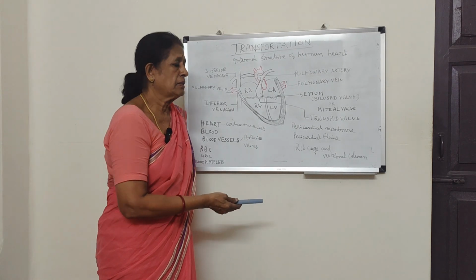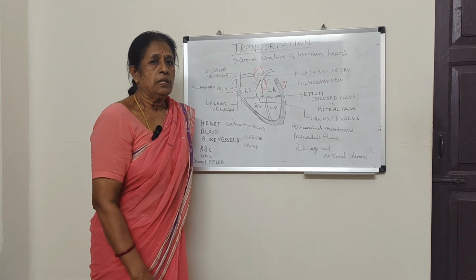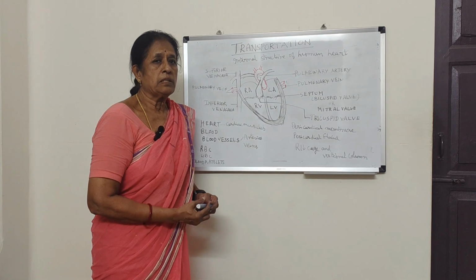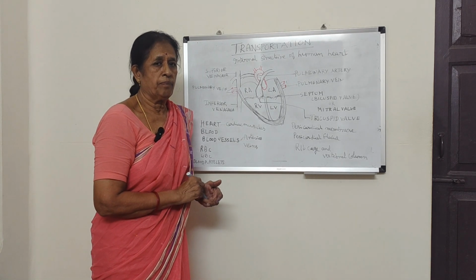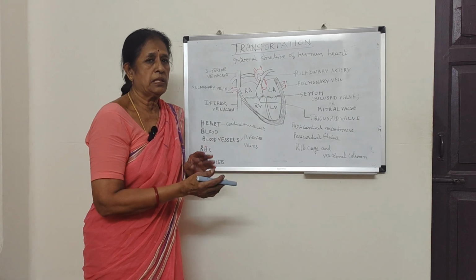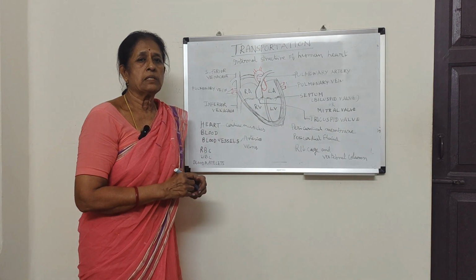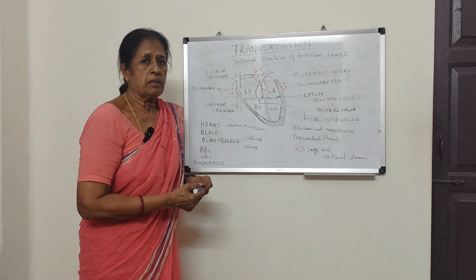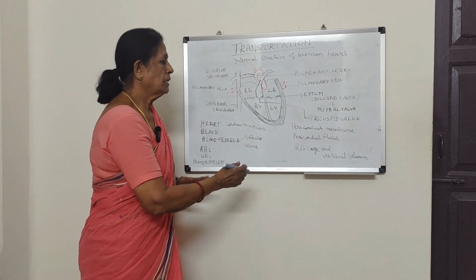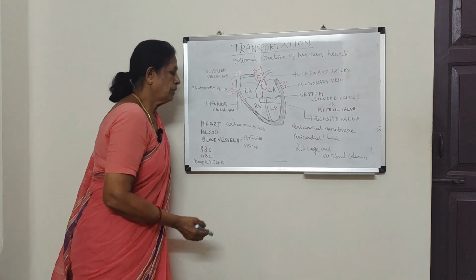In addition to this, there are skeletal structures: the rib cage and vertebral column. They form a cage in which the heart and lungs are protected, so that they are not directly exposed to anything. That means it is protected from various accidents and all these things. So these are the structures by which the heart is protected.